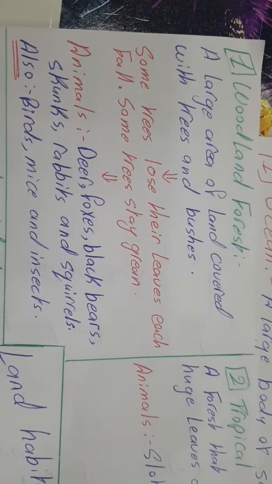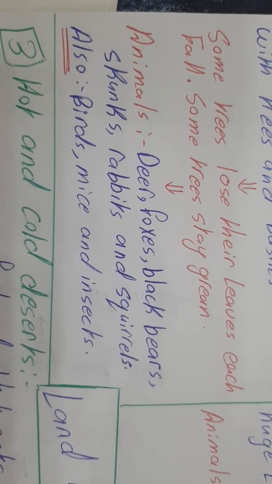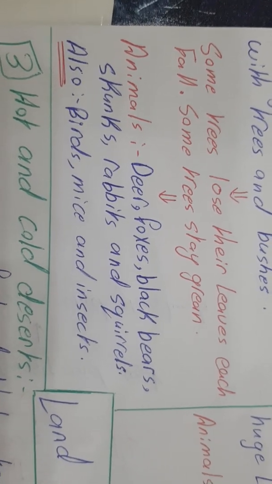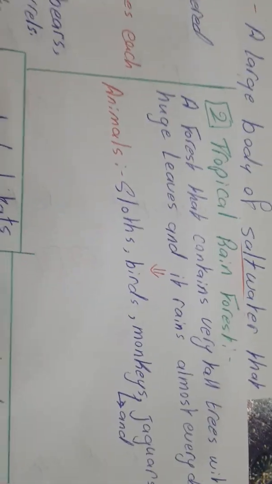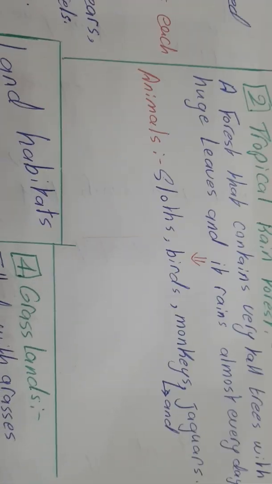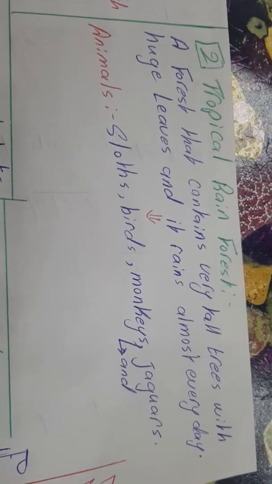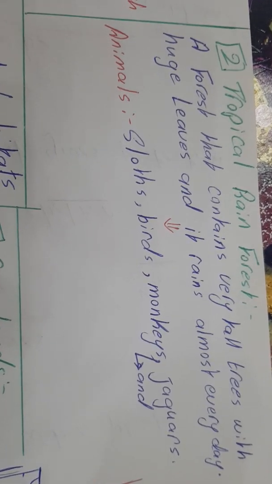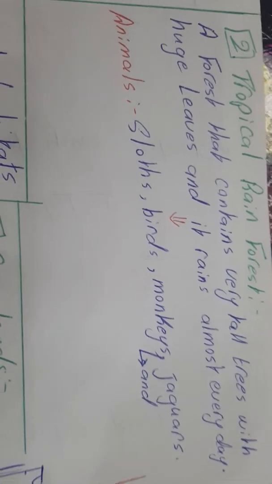So, what animals live in woodland forests? Deer, foxes, black bears, skunks, rabbits, and squirrels. Also, birds, mice, and insects. Now, the tropical rainforest. Okay. A forest that contains very tall trees with huge leaves and it rains almost every day. Which animals live there? Sloths, birds, monkeys, and jaguars.